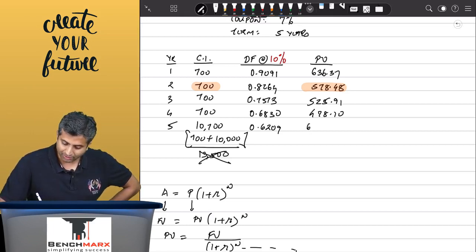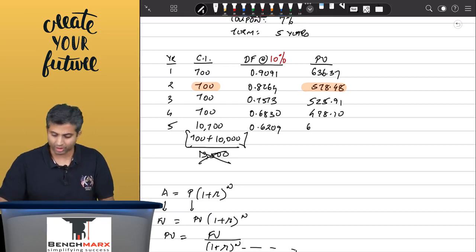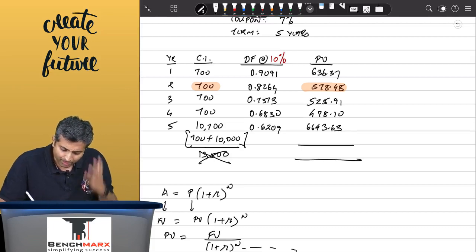So I'm starting from the basics. Remember, there are faster ways to do it as well, but first step by step working. So this is 6,643.63, and hence, so what do these numbers signify?